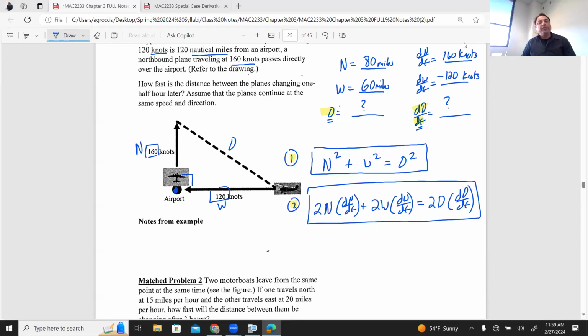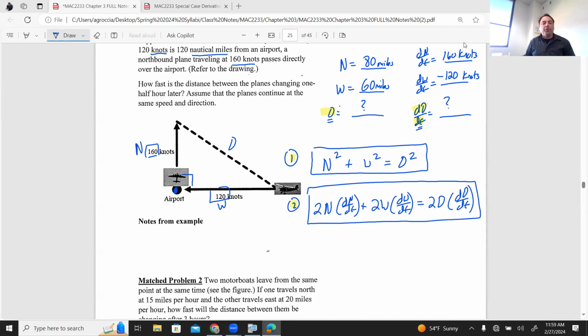So if you're wondering, do I go for the D first or the dD over dt? You have to go for the D first, because if I try to go to the second equation, I can't use it because I don't know D and I don't know dD over dt. So you have to find D first. There's no choice. I need D to find dD over dt.